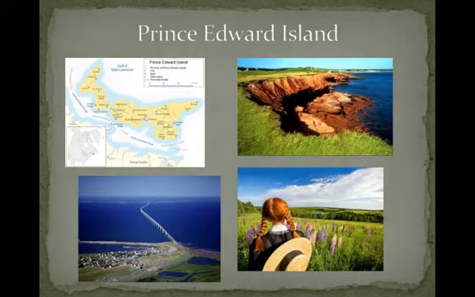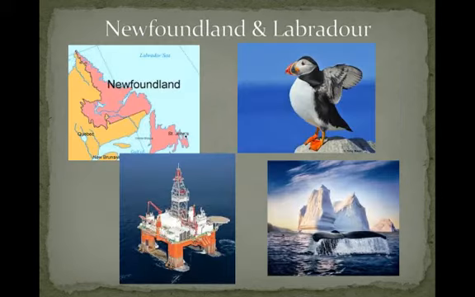Prince Edward Island, our smallest province. For me, I know it as the potato province, because anytime you eat a red potato, most of the time it's coming from Prince Edward Island, famous for its red clay shores. Anne of Green Gables is something you might also be familiar with. It originates from Prince Edward Island as well.